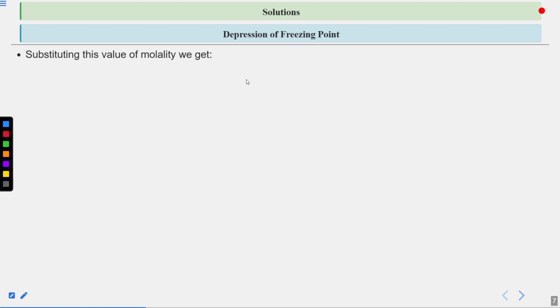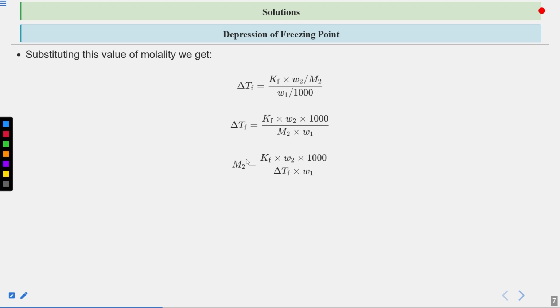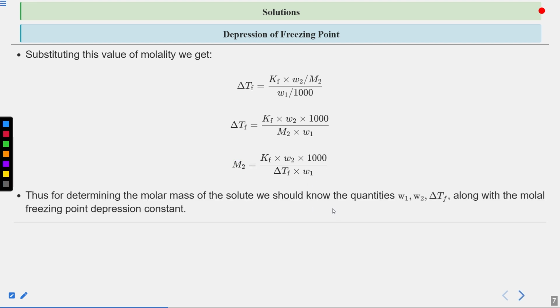Now, substituting the values, similar to the case of elevation in boiling point, we get delta Tf equals Kf multiplied by W2 by M2 divided by W1 by 1000. Further, just rearranging it will give you this equation. But we are interested in the molar mass of the solute, so we have cross multiplied it to get this equation. And this is your final thing.